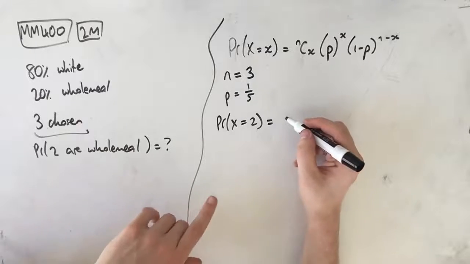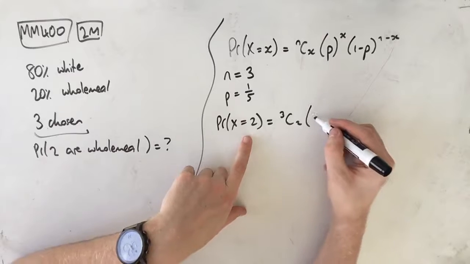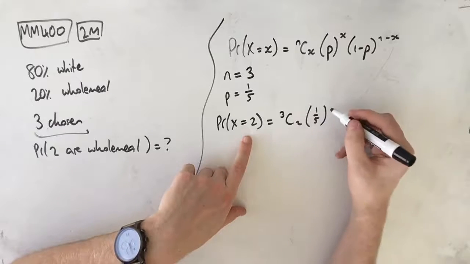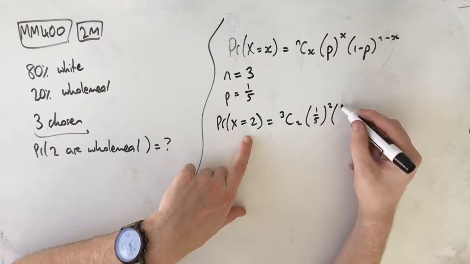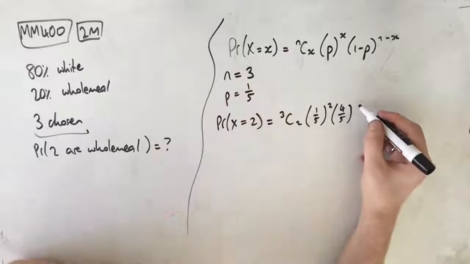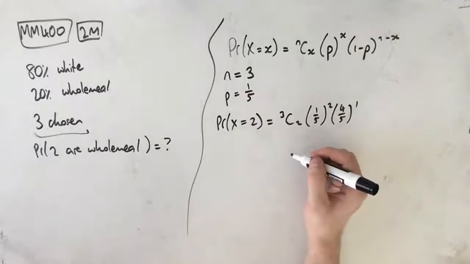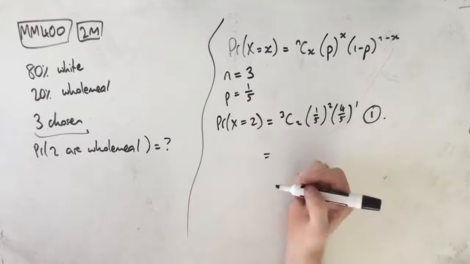So in that case, we have our n value, which is 3. So 3C2 times p, which is 1 on 5, to the power of x, which is 2, times 1 minus p, which is 4 on 5, to the power of n minus x, which is 3 minus 2, so 1. Now this is your first mark. Your second mark comes from stating the answer.